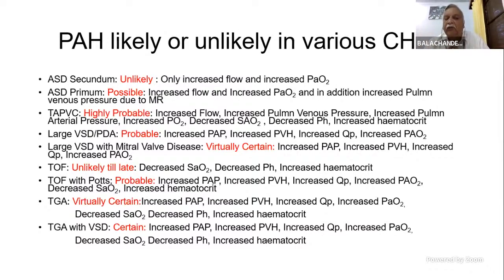In tetralogy of Fallot, it's unlikely until late, and especially after the shunt operations. In TGA, it is virtually certain because you have all the factors which are operating: increased pulmonary artery pressure, increased pulmonary venous hypertension, increased flow, increased oxygen saturation, decreased systemic oxygen saturation, and increased hematocrit. So all this is virtually certain with TGA and certain with TGA with VSD. Next slide.